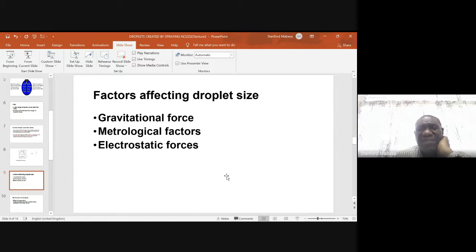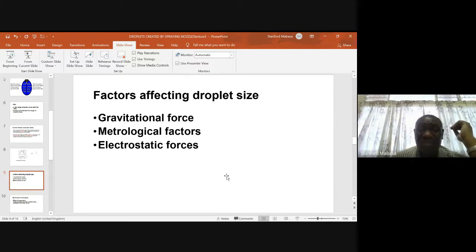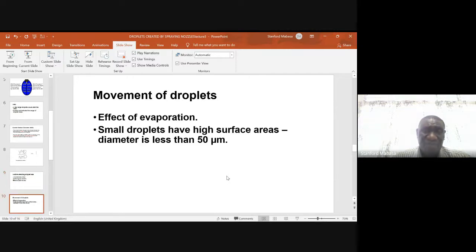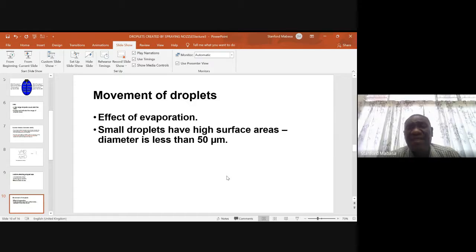Now, some of the factors which can affect droplet size could be the gravitational force, the force of gravity, or it could be meteorological factors, things like temperature, humidity, or electrostatic forces, attraction of droplets to other materials. Now, movement of droplets. Once we release droplets from the sprayer, evaporation will take place and will affect the droplets. Small droplets have got high surface areas. The diameter is less than 50 micrometers. So they are likely to evaporate.